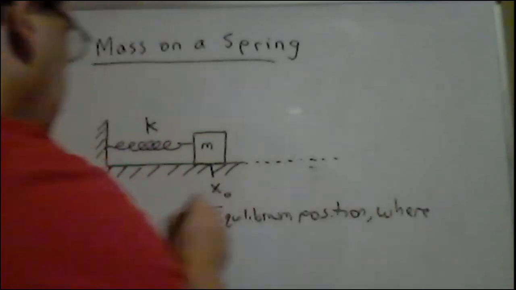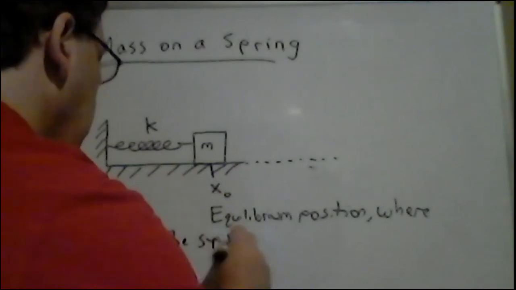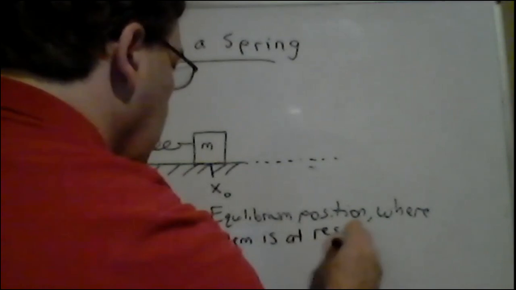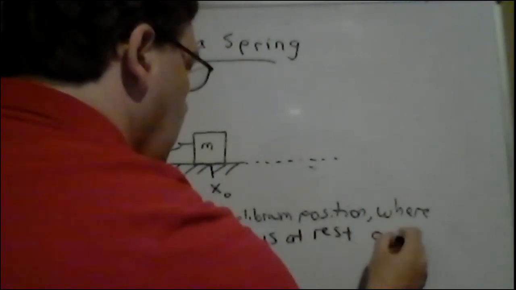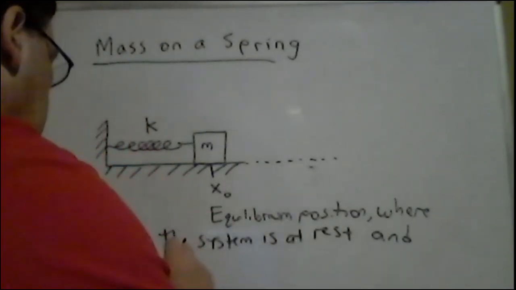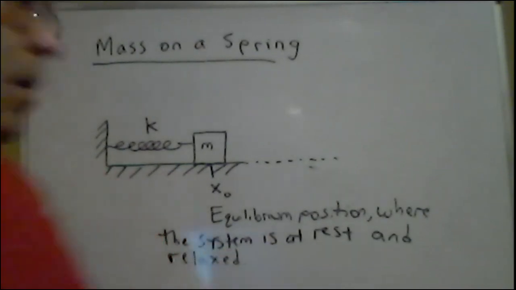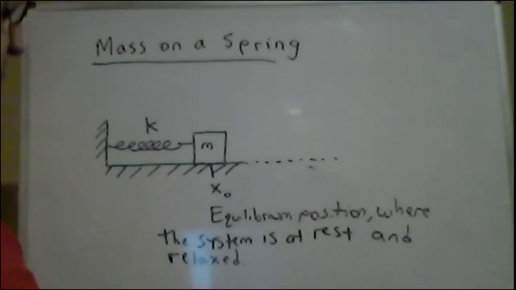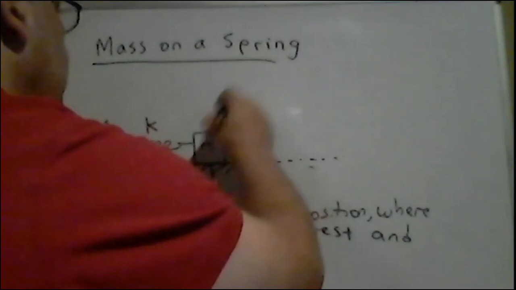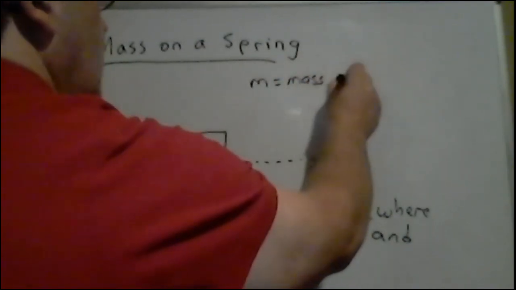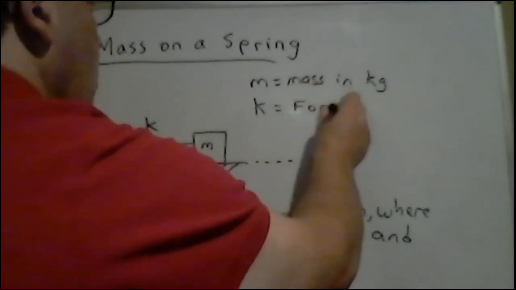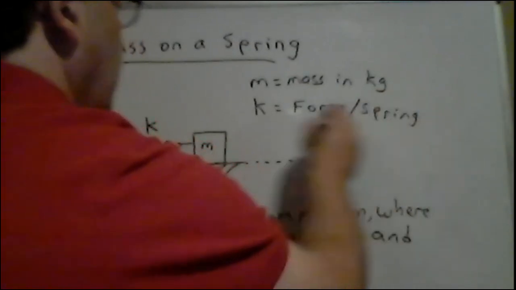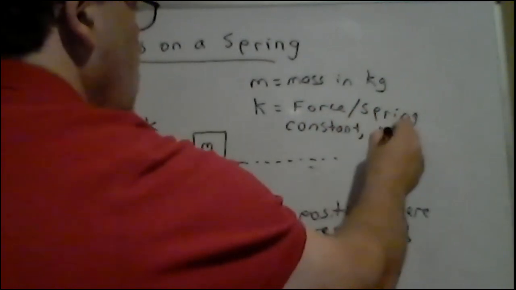Where the system is at rest and relaxed. Okay, so it's at rest, it's relaxed. There's no force being felt by the mass due to the spring. It is pretty much in a state of equilibrium. Okay, now we know that this is a mass M. M is mass in kilograms. K, we talked about this before. This is called the force constant, or sometimes we refer to it as a spring constant. And that's in newtons per meter.